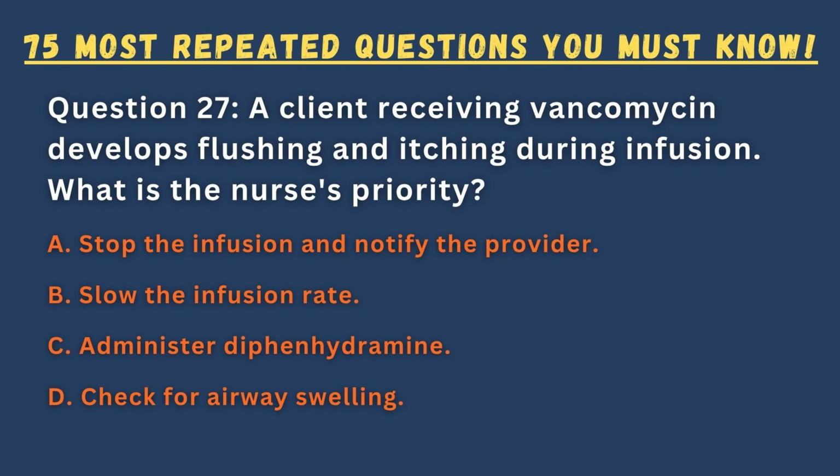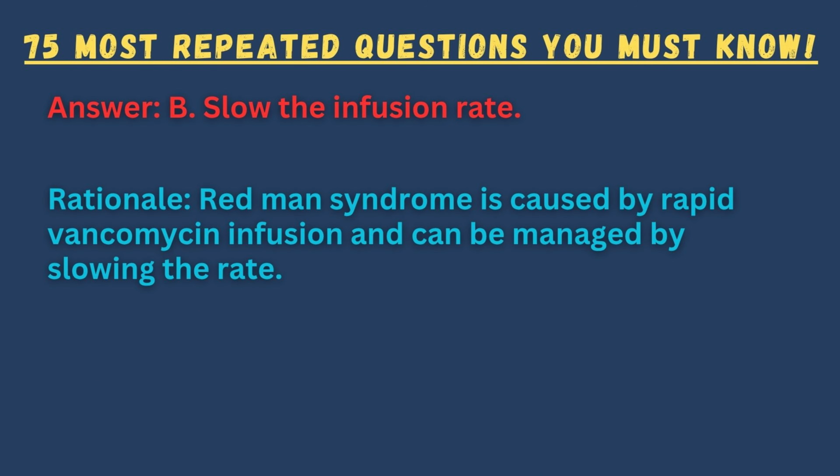Question 27. A client receiving vancomycin develops flushing and itching during infusion. What is the nurse's priority? A. Stop the infusion and notify the provider. B. Slow the infusion rate. C. Administer diphenhydramine. D. Check for airway swelling. Answer: B. Slow the infusion rate. Rationale: Red man syndrome is caused by rapid vancomycin infusion and can be managed by slowing the rate.